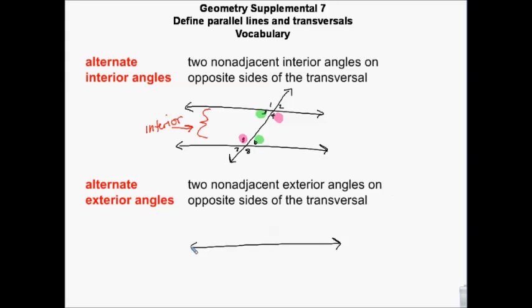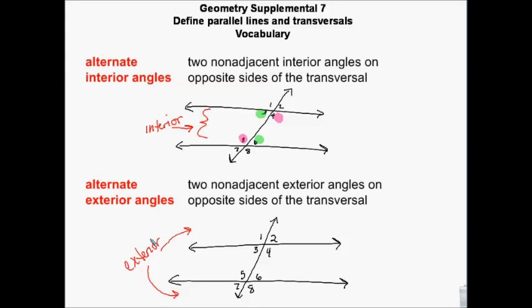We're about to do that right now. So we have exterior. Here we have the same setup, the same two lines and a transversal, any two lines and a transversal. The exterior is out here, so on the outside of the two lines. And so we have two sets of alternate exterior. We have 1 and 8. That makes one set. And then 2 and 7 make the other set. Again, on opposite sides of the transversal.